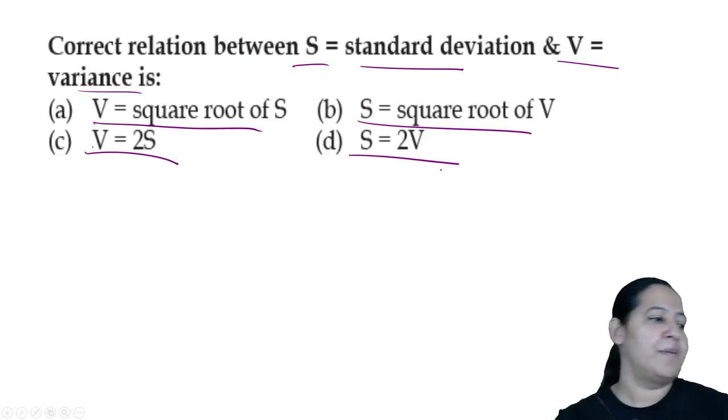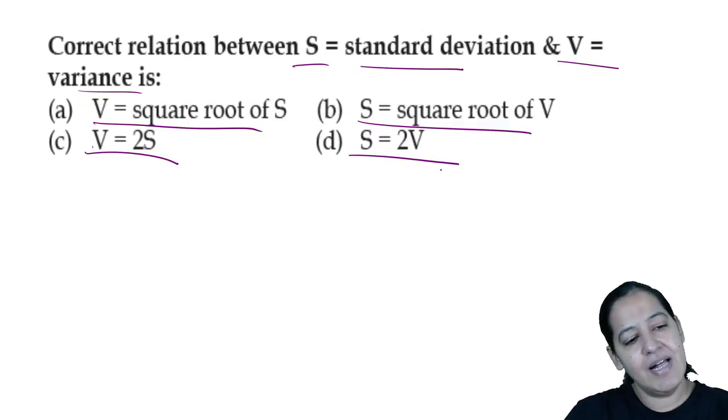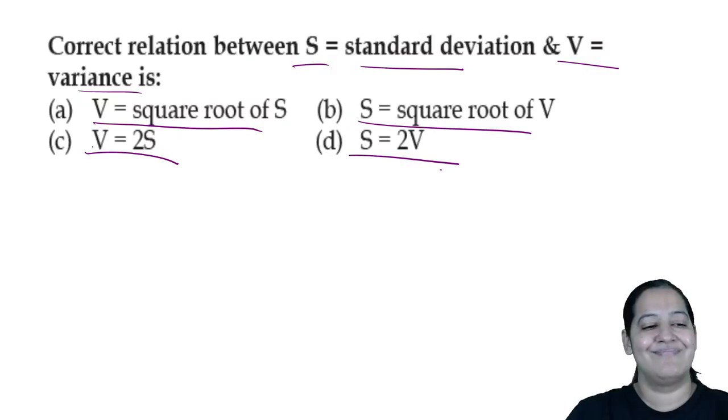What is the correct answer? A, B, C, D is in front of you. Fast, Milind, Amish, anyone else? Chauhan, I forgot the name. Anyone else? Yes, I'm waiting for you to answer it. What is the relation between standard deviation and variance?